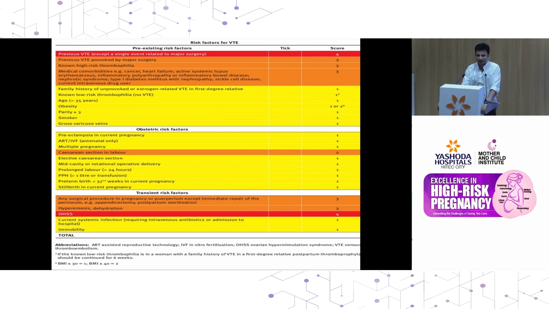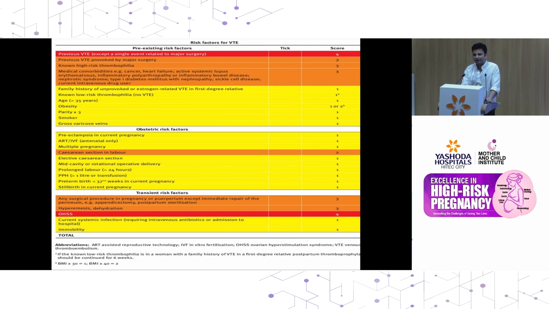In terms of C-sections, emergency C-section we categorize as 2, and elective C-section we categorize as 1. And prolonged labor more than 24 hours, PPH more than 1 liter or requiring transfusion, preterm birth less than 37 weeks, and stillbirth in the current pregnancy, we categorize as 1.